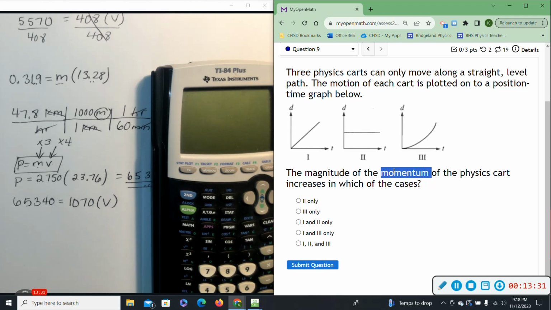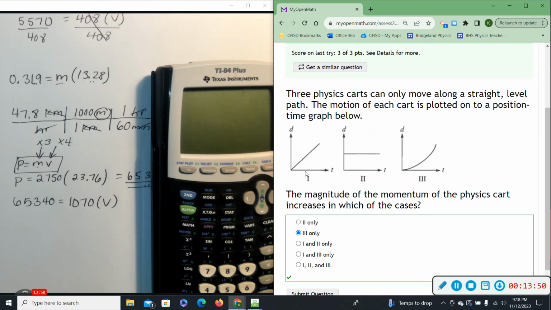On a position time graph, acceleration is a curve, and it needs to be a curve that gets steeper, because you're looking for that increase in momentum. And so the only one that's a possible answer is 3.